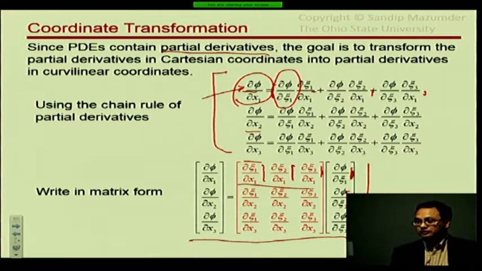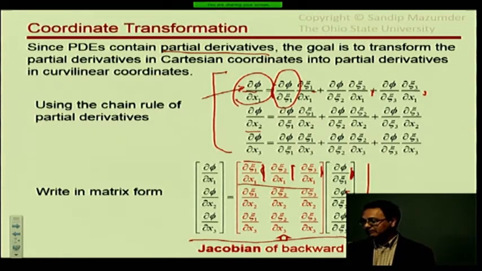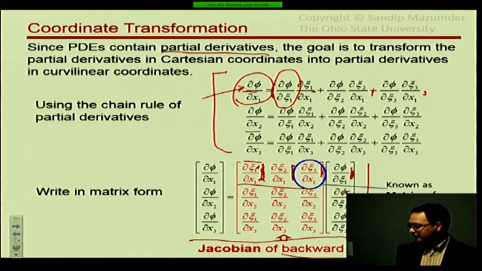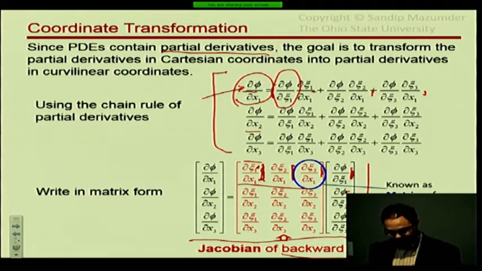This is known as the Jacobian of the backward transformation. Why backward transformation? Because it's expressing psi1, psi2, psi3 in terms of x1, x2, x3 rather than x1, x2, x3 in terms of psi1, psi2, psi3. That's what these derivatives are telling me. How much does psi1 change with respect to x1, not how much does x1 change with respect to psi1. So this is the Jacobian of the backward transformation. These partial derivatives are often known as the metrics of transformation. That's just terminology there.